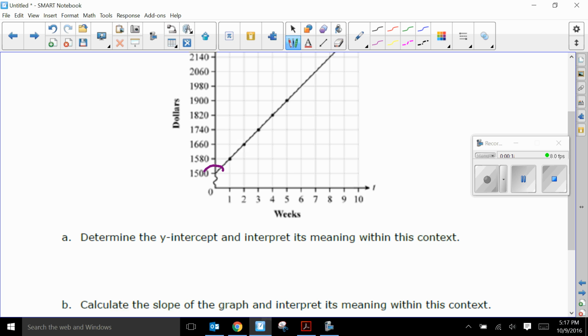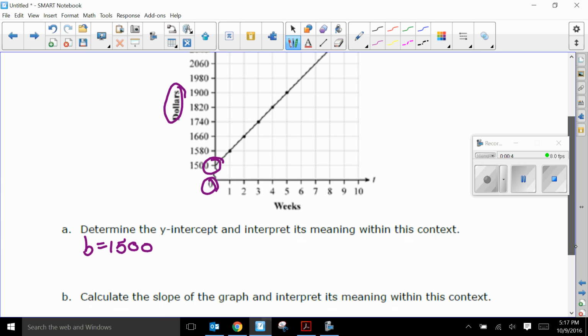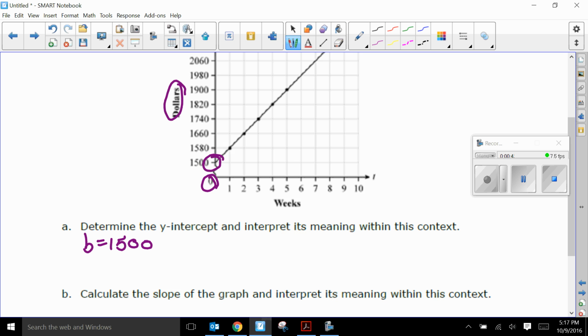So I'm just going to circle where our y-intercept is located. So b equals 1500, or my y-intercept. And in this context, I can see that 1500 is referring to dollars. And when he has $1,500, it's at 0 weeks.